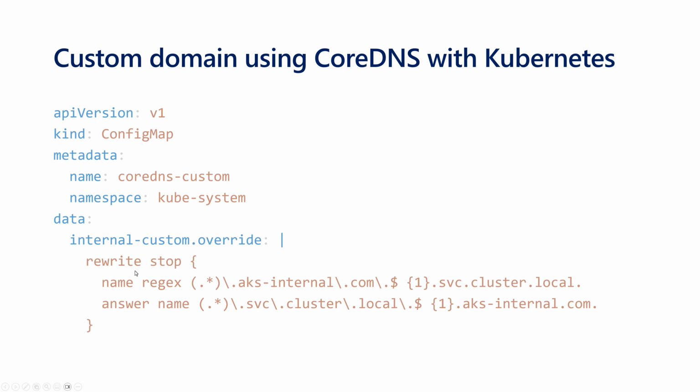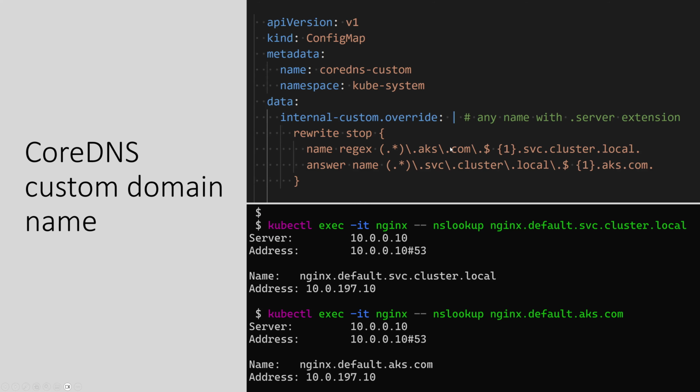In this example, I'm providing a rewrite stop rule that will map to a custom domain name. When I deploy that config map, and then if I go to nslookup for that custom domain, let's say it's nginx.default.aks.com, this is resolvable within my cluster. That will take me to this private IP address for my service that I have exposed. And that service actually is the same service that could be found if I use the nginx.default.svc.cluster.local, which is the default naming convention for the services in a Kubernetes cluster.